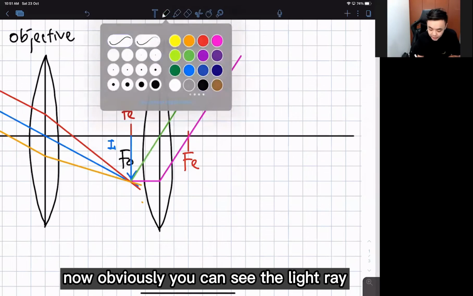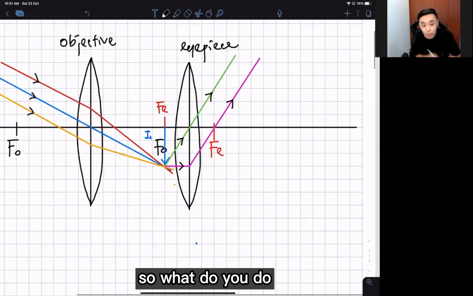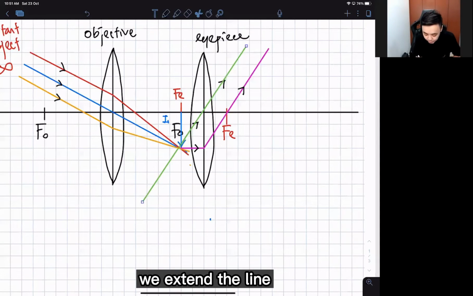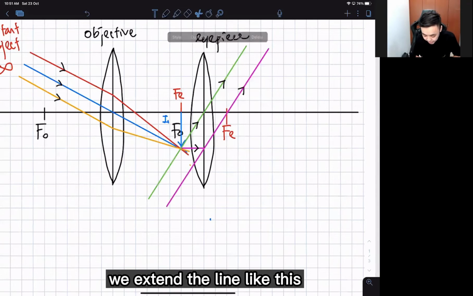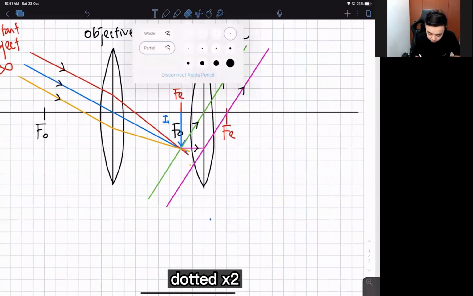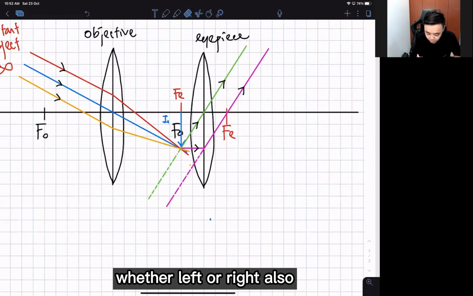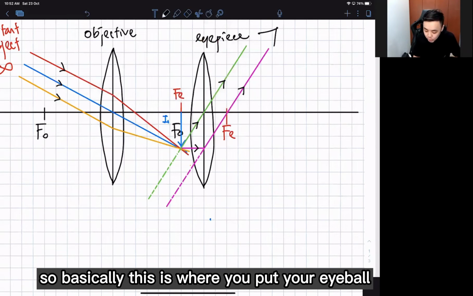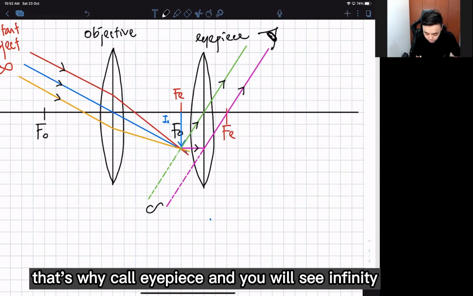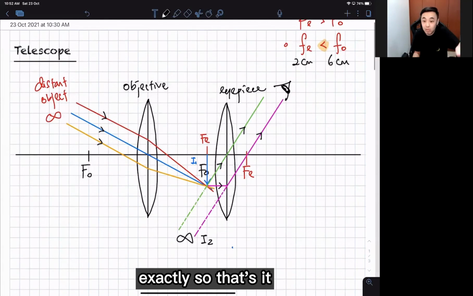Now, obviously, as you can see, the light rays are not intersecting because they are parallel lines. So what do we do? We extend the line. Oh, by the way, for extension we use dotted lines, we extend the line like this. All right. So all these are dotted, dotted, dotted, to prove that they will not intersect either way, whether left or right, there won't be intersection. So basically, this is where you put your eyeball. That's why I call it eyepiece. And you will see infinity. This one is your image 2.